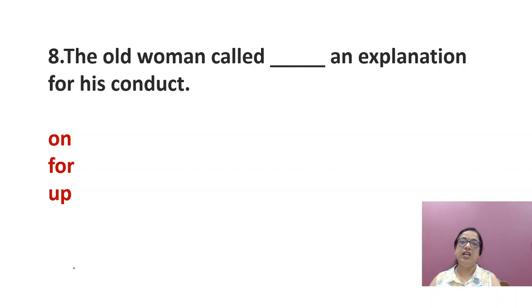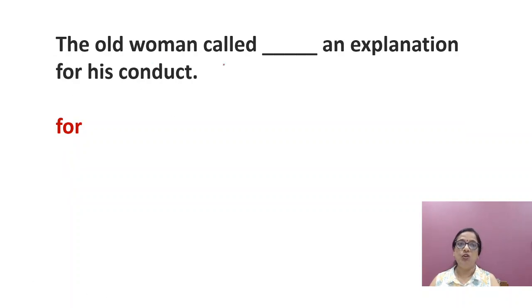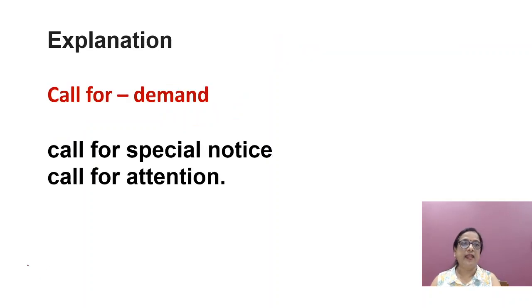Sentence number 8. The old woman called dash an explanation for his conduct. The options are on, for, up. The answer is: the old woman called for an explanation for his conduct. Conduct means behavior. Call for means demand. Other examples: call for special notice, call for attention.